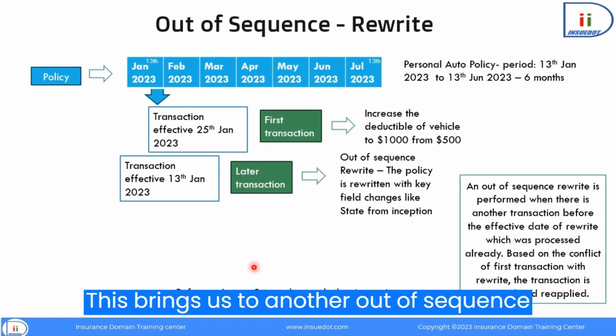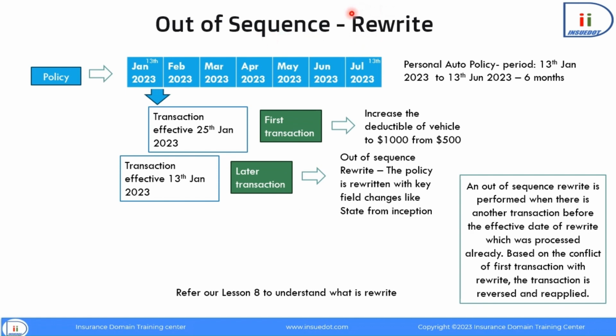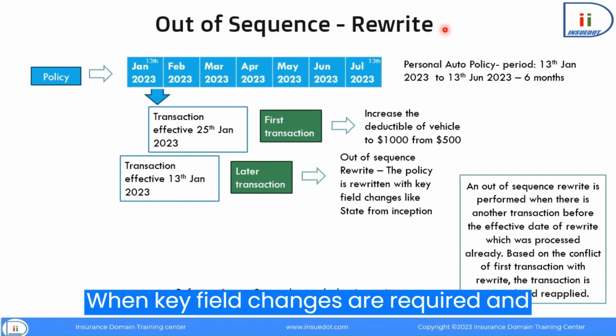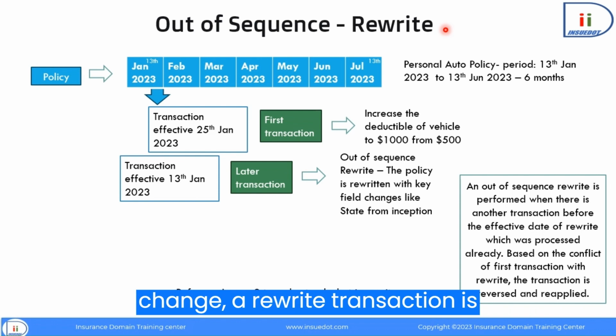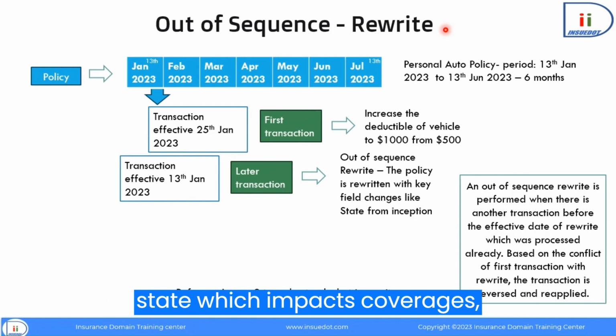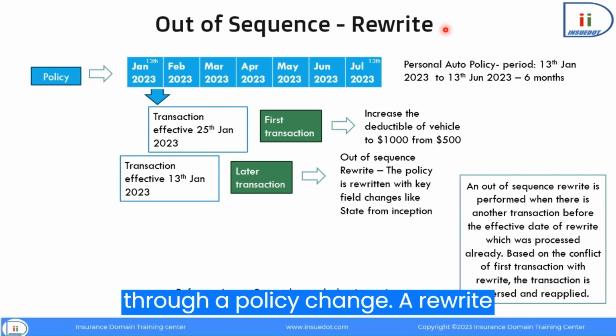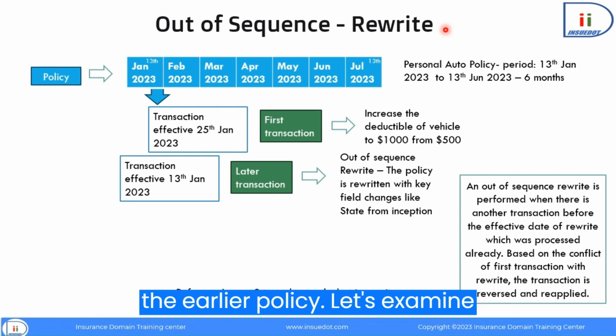This brings us to another out-of-sequence transaction, out-of-sequence rewrite. When key field changes are required, and they cannot be executed through a policy change, a rewrite transaction is performed. For instance, a change in state, which impacts coverages, limits, etc., cannot be carried out through a policy change. A rewrite completely rewrites a policy as if it were new, while retaining the history of the earlier policy. Let's examine how a rewrite becomes an out-of-sequence rewrite.